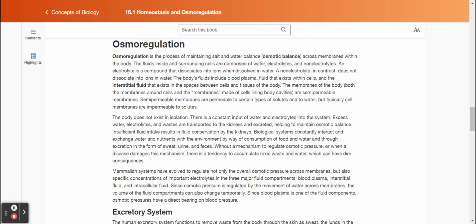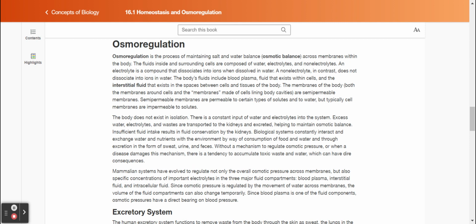Osmoregulation. Osmoregulation is the process of maintaining salt and water balance, osmotic balance, across membranes within the body. The fluids inside and surrounding cells are composed of water, electrolytes, and non-electrolytes. An electrolyte is a compound that dissociates into ions when dissolved in water. A non-electrolyte, in contrast, does not dissociate into ions in water. The body's fluids include blood plasma, fluid that exists within cells, and the interstitial fluid that exists in the spaces between cells and tissues of the body.